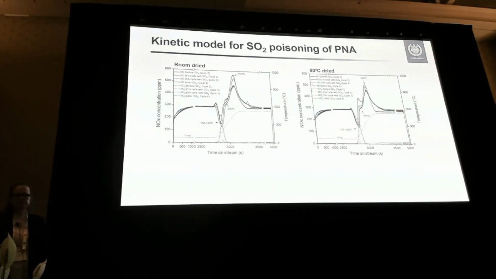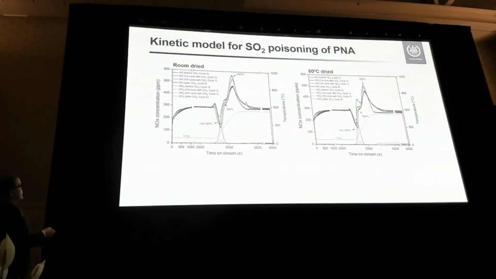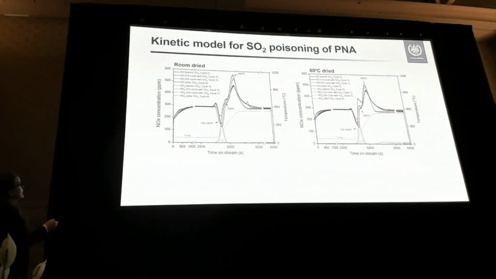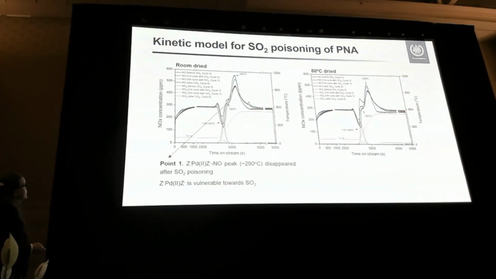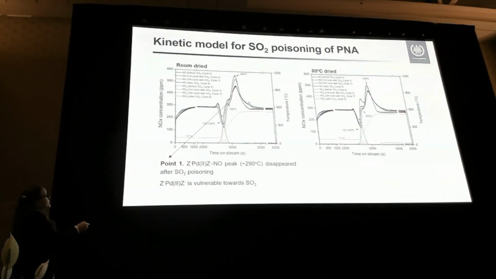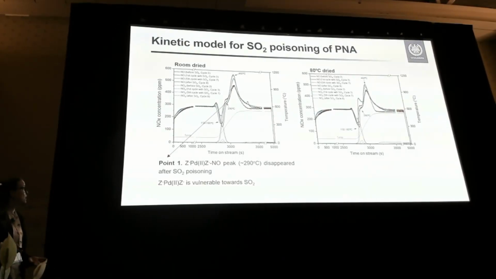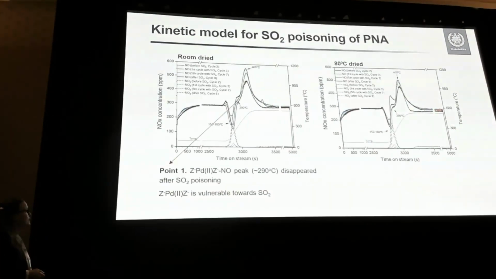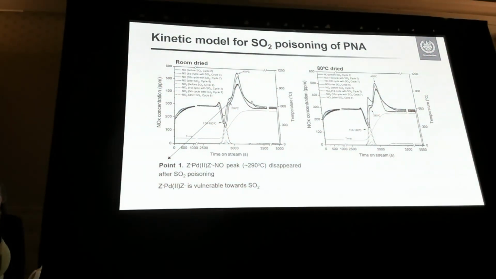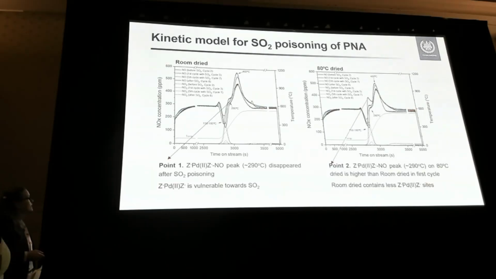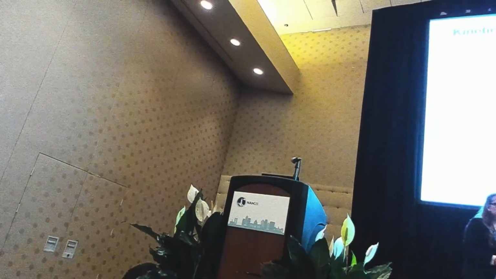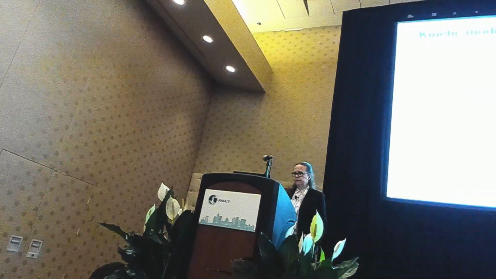So then to look at the results. Here we have the NOx concentration versus time on a room dry sample. So the first thing we can see is the peak at 290, which we decide to end up on latent sites that are binding to the liquid sites. And we can see that it disappeared after acid poisoning, suggesting that these sites were vulnerable to acid. And what we see is that the 80 degree sample has much more of these sites. So the threshold, which is the red one, shows that the room dry sample contains less, 7%, which would not be good since it is very vulnerable to acid.